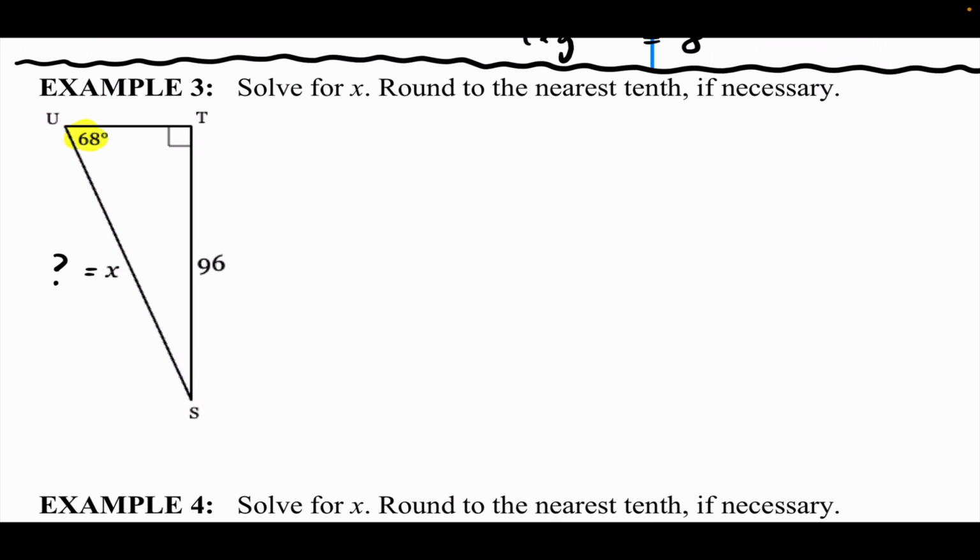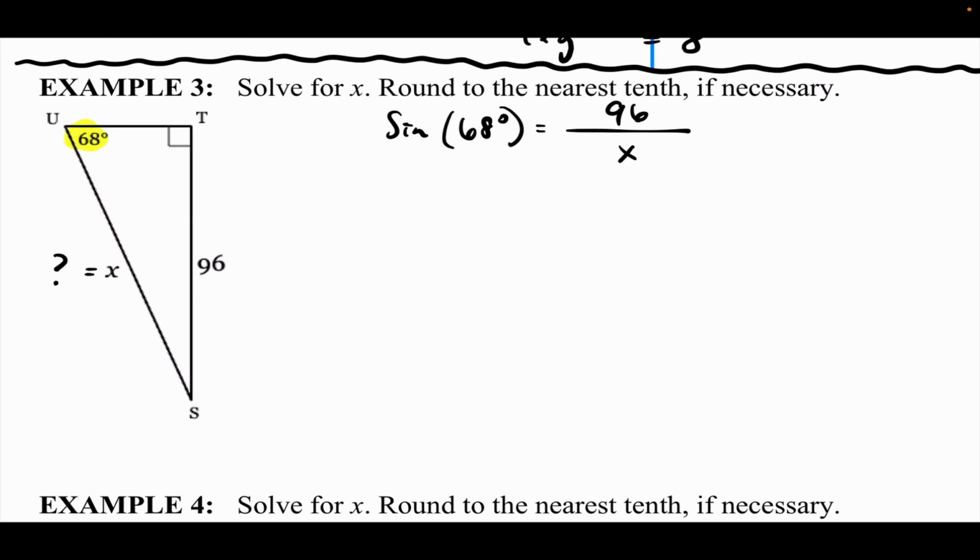So what I'm going to do here is say sine of this angle, which is 68 degrees, equals, we said opposite, right? Opposite that angle is 96. Hypotenuse is the missing side. Well, my calculator can figure out what sine of 68 is. I'm going to do that in a second. And I know 96. I'm just missing one thing.